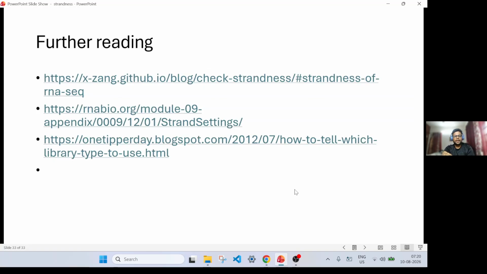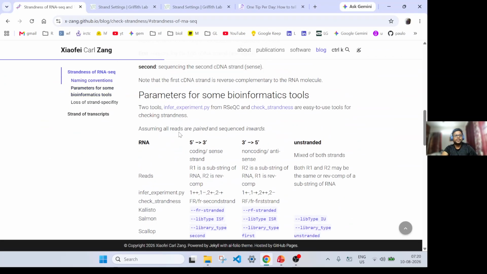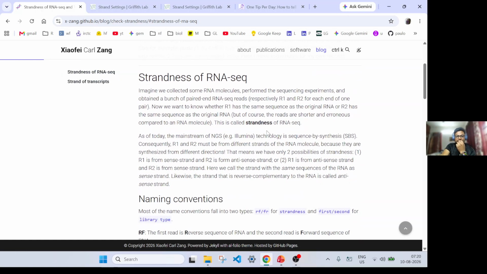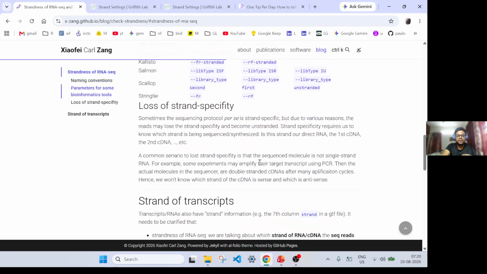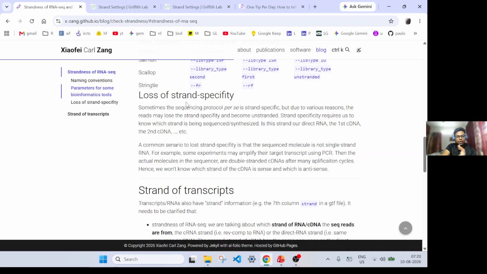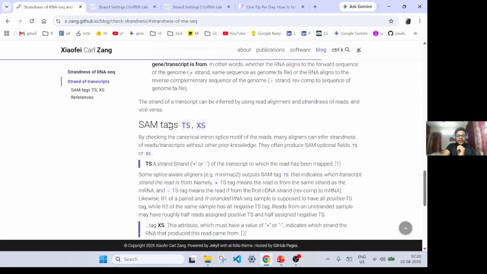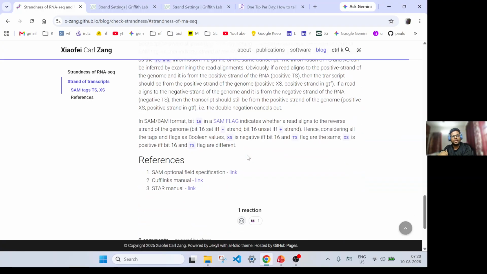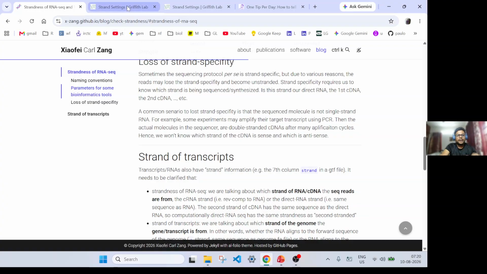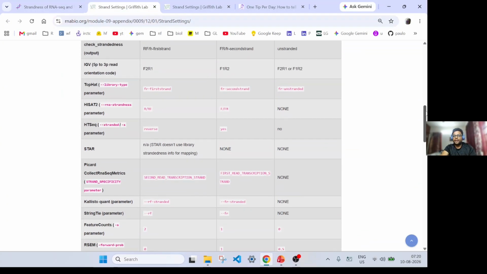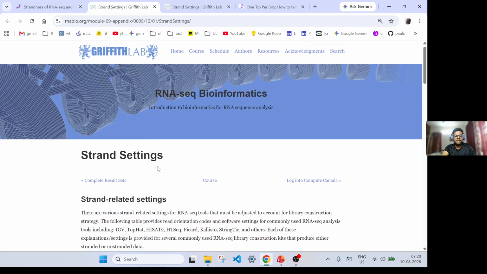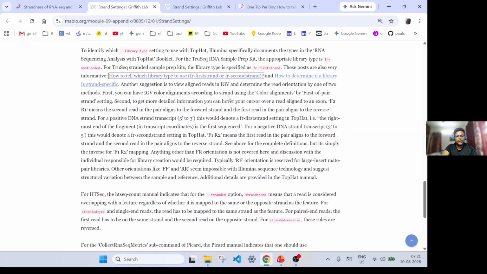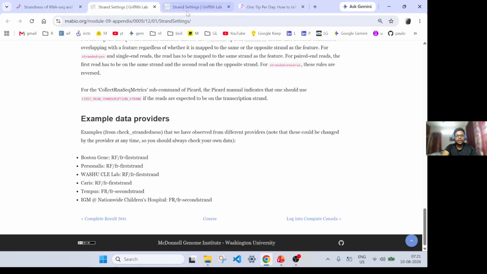Yeah, so there are some further resources that I have listed, where very nice extra information is there. So one is this blog, you can go. This explains the same concept that I have explained, and also it talks about further details like what is loss of strand specificity, and mainly how this information is encoded in the SAM tags like TS and XS. I'll not be covering that, but you can read it. And the second link is a very comprehensive, detailed one. You can read Griffith Lab, where they have explained which tools to use and some extra examples, and you can go through that.